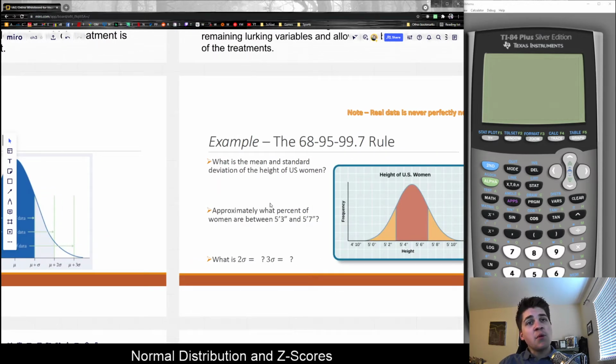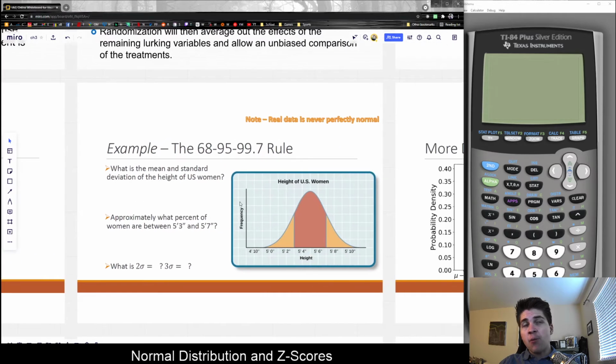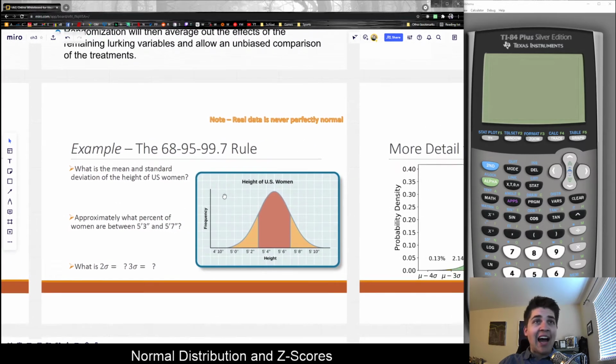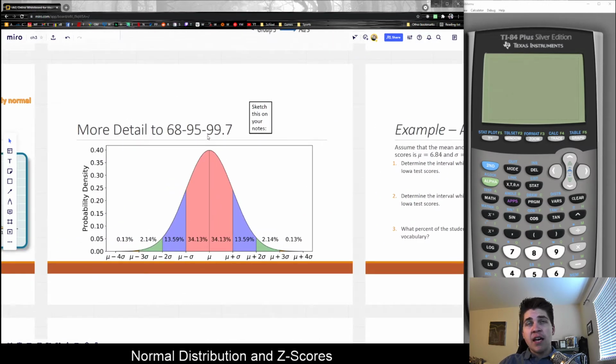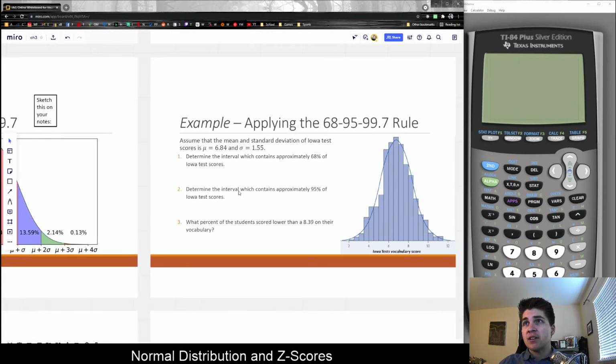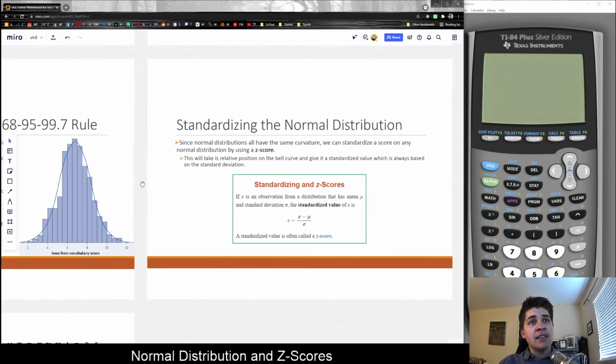This is where we left off in class as well. What if I have a very specific number and I want to know what percent of scores are higher or lower or in between these very particular margins? The 68, 95, 99.7 rule is very useful, but it's limited in that it's very specific to the standard deviation. What if our data is not in increments of the standard deviation? Let's go ahead and take a look at that.